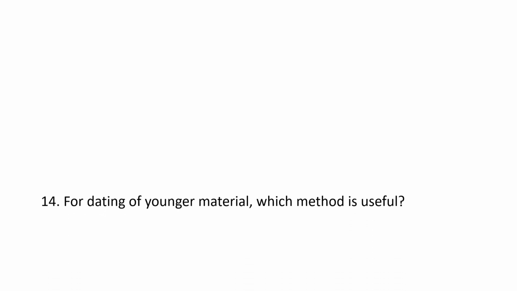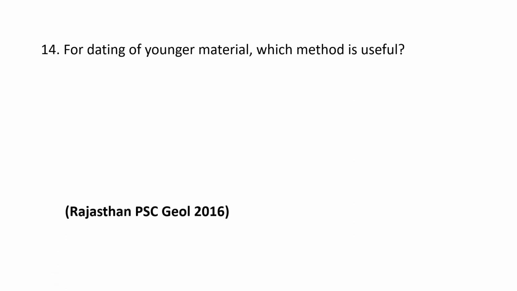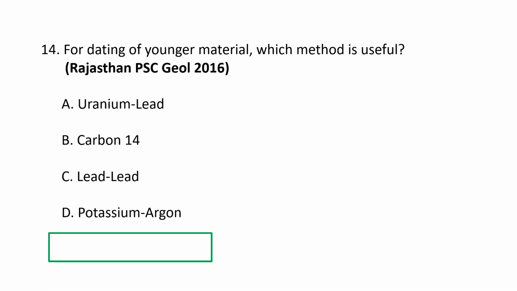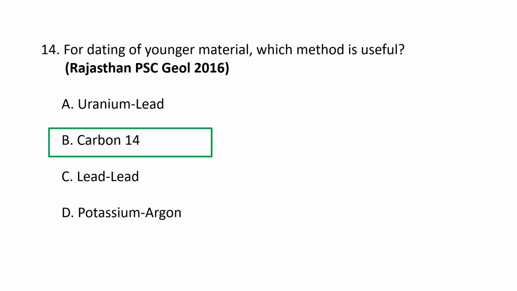Next question. For dating of younger material, which method is useful? A, uranium lead; B, carbon 14 or C14; C, lead; and D, potassium argon. For dating of younger materials, the carbon 14 method is used. Radiocarbon dating is one of the most widely known radiometric dating techniques. It measures the decay of the radioactive isotope C14 in any organic material found in geological deposits, such as wood, plants, textiles, and human or animal remains, to determine its age. So B is the correct option.